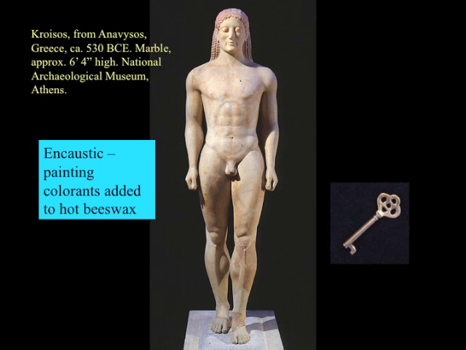So the example we're looking at here, this is, in fact, Croesus, and he is from Anavyssos in Greece, dating to about 530 BCE. Again, carved from marble, larger than life size, about 6'4", and located today in Athens in the Archaeological Museum. This was originally painted using beeswax mixed with a series of different colorants. And this process is called encaustic, this painting with hot wax. And it's a very, very permanent process.